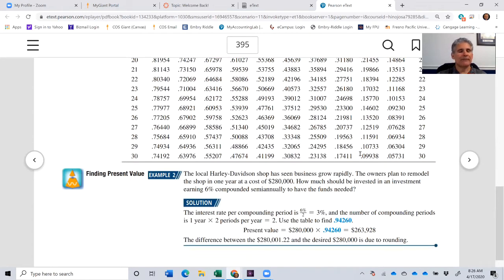Moving on to page 395, the local Harley-Davidson shop has seen business grow rapidly. The owners plan to remodel the shop in 1 year at a cost of $280,000. How much should be invested in an investment earning 6% compounded semi-annually to have the funds needed? So now we know the future value is $280,000. The question is, what do we need to invest today? It's 1 year, compounded semi-annually.